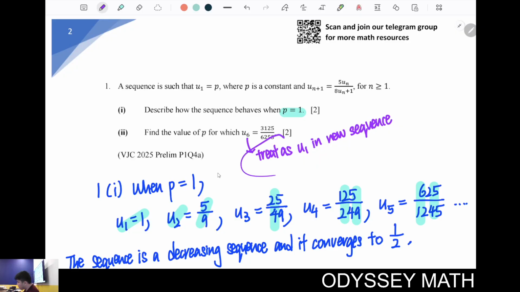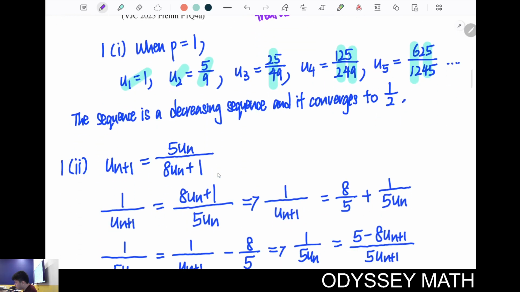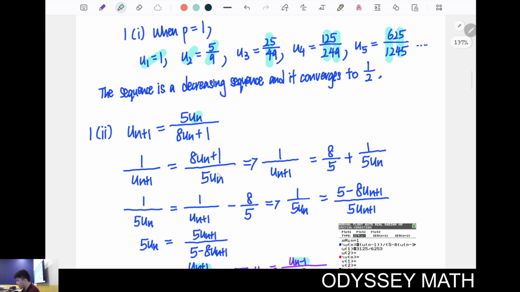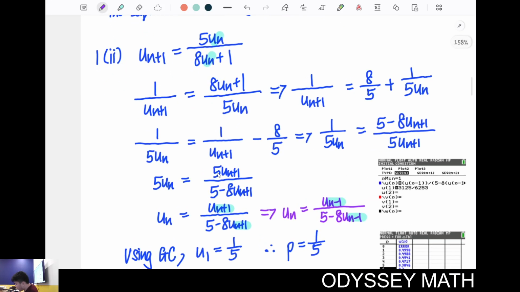Okay, ignore this statement over here. What we're going to do first is to make un the subject. I'm not going to go through the algebra over here. You're going to go through this yourself. I'm going to make un the subject, and then we arrive at this equation over here. For the algebra, you can pause the video if you're watching a recording. For the rest, you work on it later. So that's the algebra.